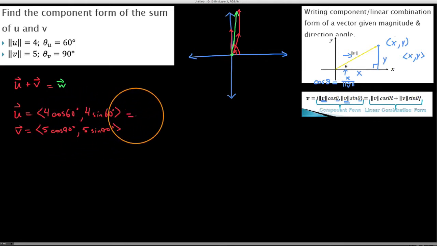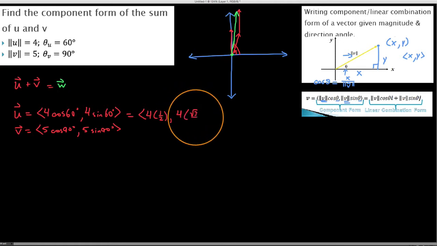It's just that we know, or I hope we know, that the cosine of 60 is a half. So we have 4 times a half, and then this is going to be 4 times root 3 over 2. And they're both positive, and that's because 60 terminates in the first quadrant. Everything's positive in the first quadrant, all things. So now we have a final component form of this.